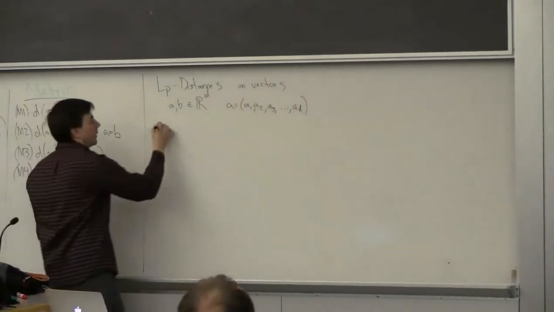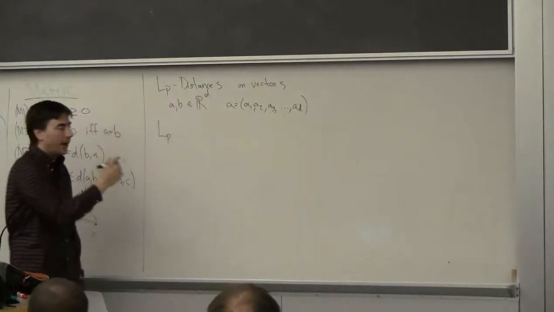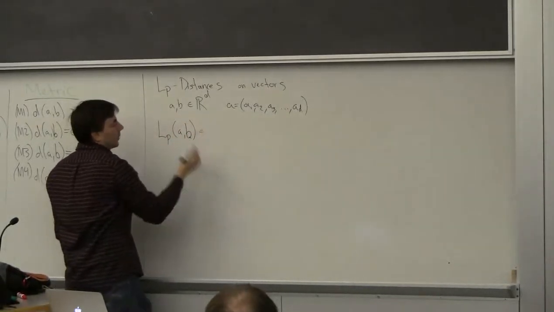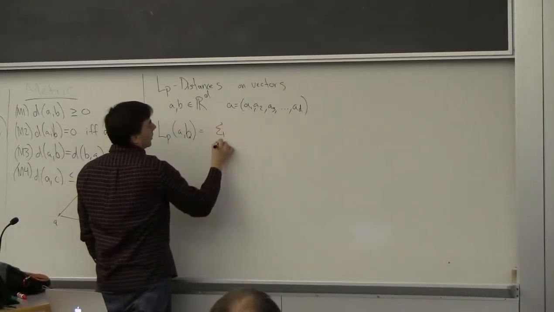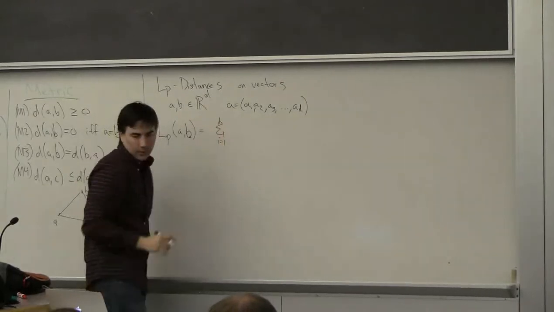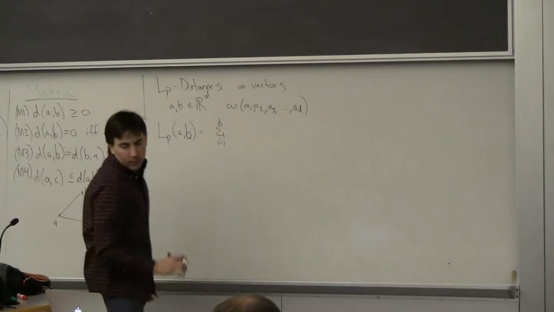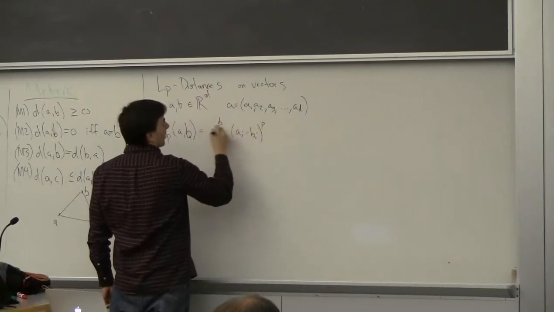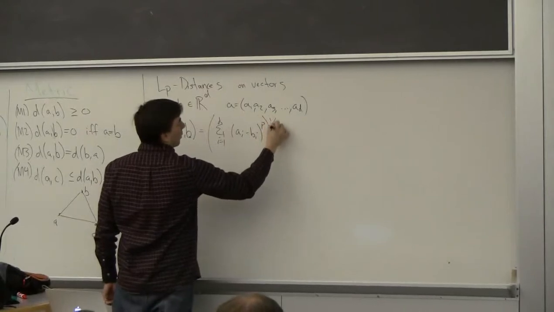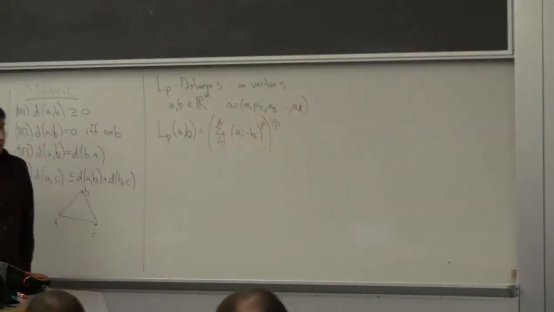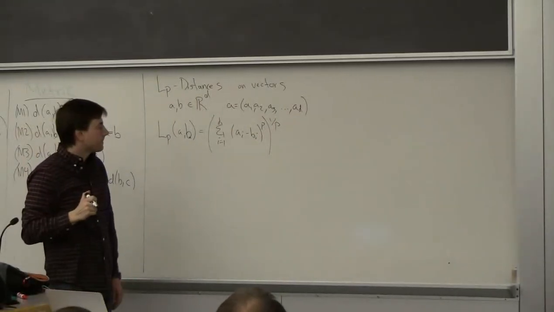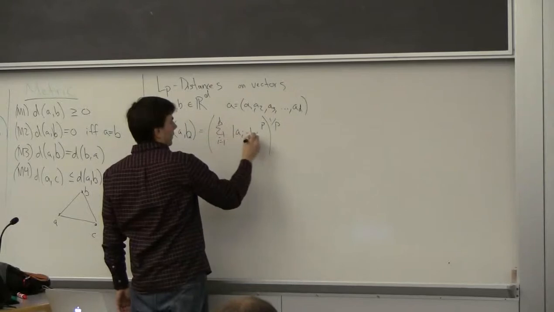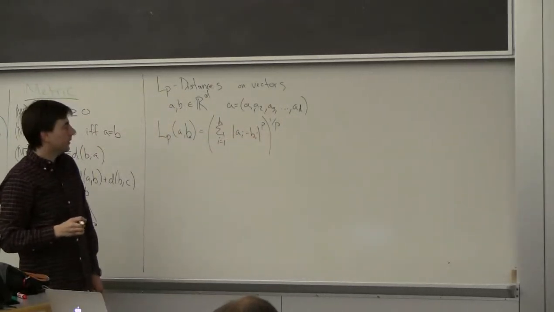So then the LP distance, and P here is a parameter. The LP distance is now defined as the sum from 1 to D of the absolute value of AI minus BI to the power P, and then I'm going to take all of this to the power of 1 over P. This is not absolute value. Absolute value, AI minus BI. Yeah, that's right.